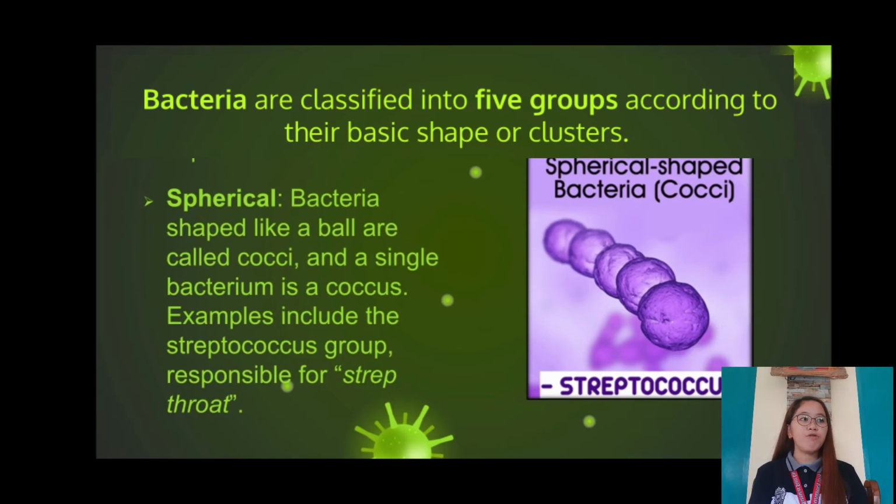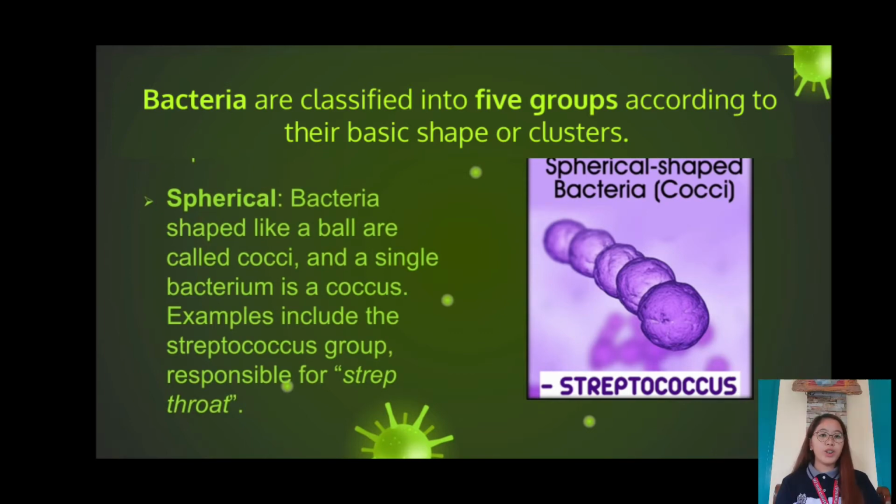Bacteria are classified into 5 groups according to their basic shape or cluster. First is spherical. Bacteria shaped like a ball are called cocci, and a single bacterium is a coccus. An example includes Streptococcus group responsible for strep throat. Coccus bacteria, known as cocci, are oval-shaped or spherical bacteria. When these cocci divide or reproduce, they create different patterns depending on their type.